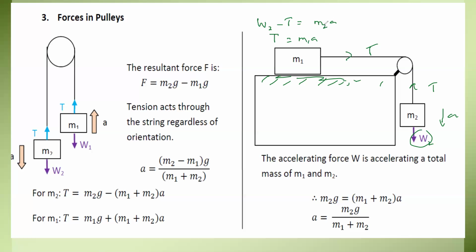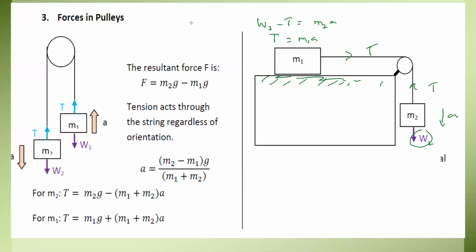So the second object: W2 minus T is equal to M2A. The first object: T is equal to M1A. Again, if I need the acceleration of these two, the combined acceleration, because they will have the same acceleration, I need the total acceleration. So how can we work it out?